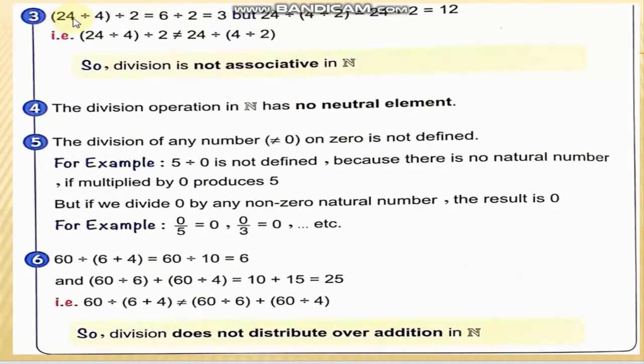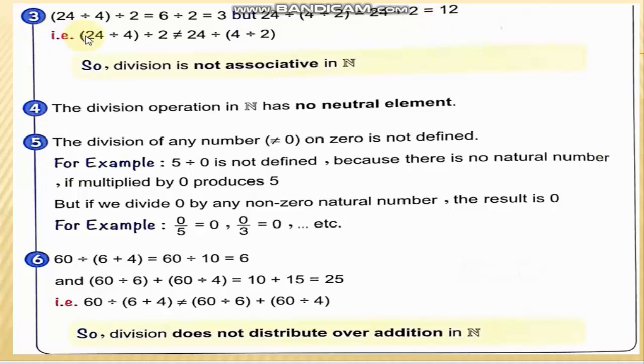Number 3, 24 divided by 4 divided by 2. At first, 24 divided by 4 equals 6, and 6 divided by 2 equals 3. But if we put brackets around 4 divided by 2, at first 4 divided by 2 equals 2, so 24 divided by 2 equals 12.